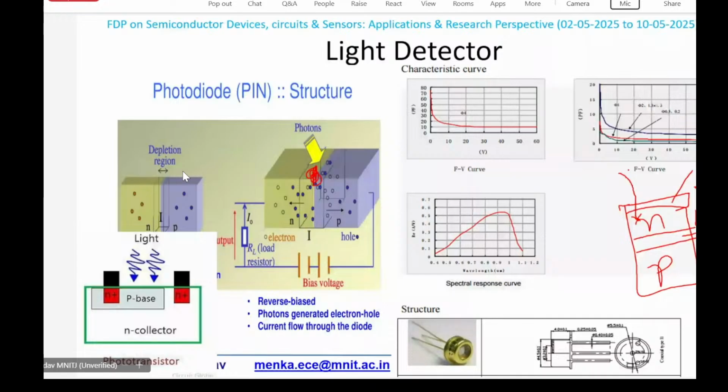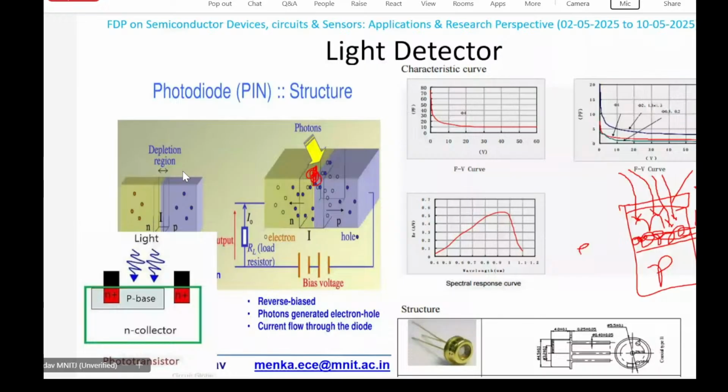This particular semiconductor has a very small thickness, let's say around 100 nanometers. So 100 nanometers, is that the thickness of my hair? It is even less than the thickness of my hair. It means this light can pass through this region and come to this region. Once it comes into this region, which was the I region, electron hole pairs are being generated.